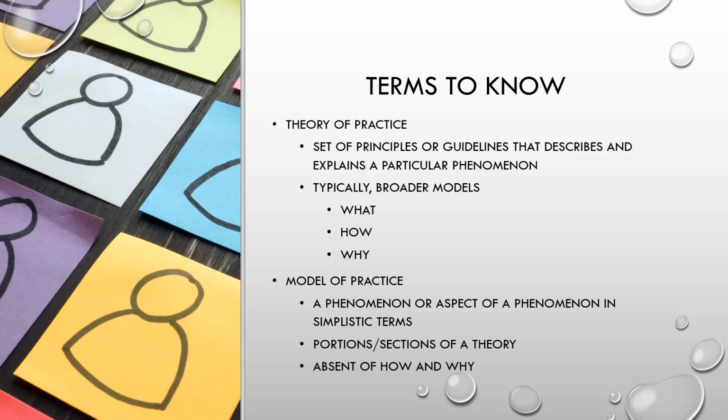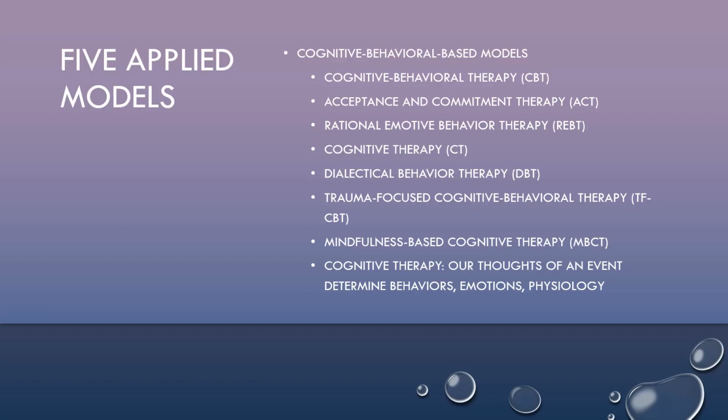So, some terms to know. Theory of practice. This is a set of principles or guidelines that describe and explain a particular phenomenon. It's usually looking at what, how, and why. The model of practice is a phenomenon or aspect of a phenomenon in simplistic terms. We're looking at portions or sections of theory. It's absent of the how and why. It's focused on the what. What are we doing? Okay.